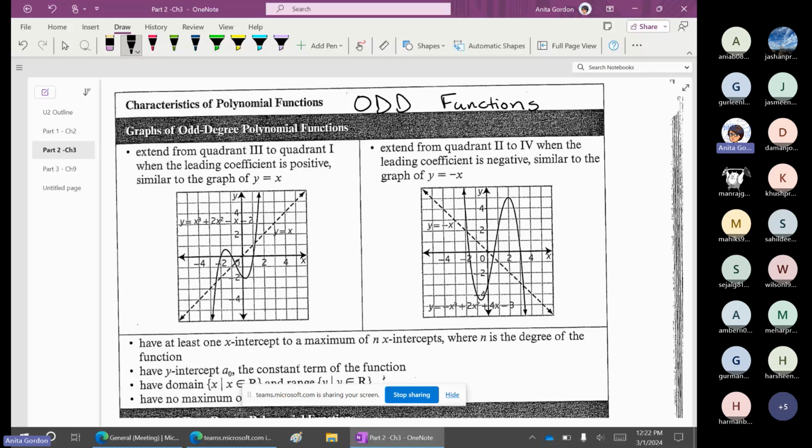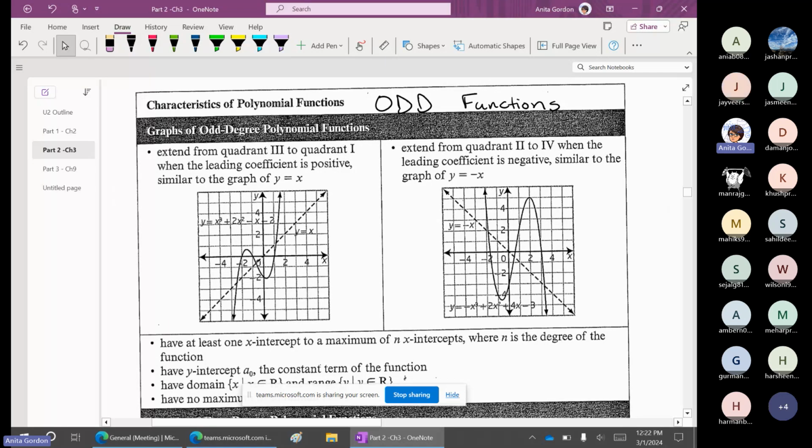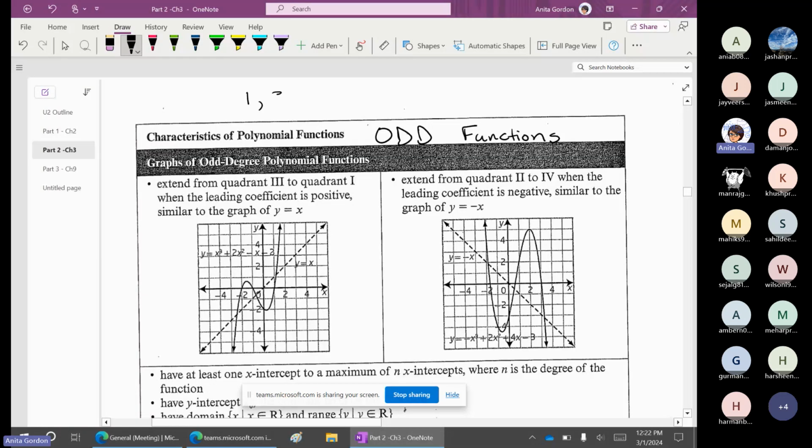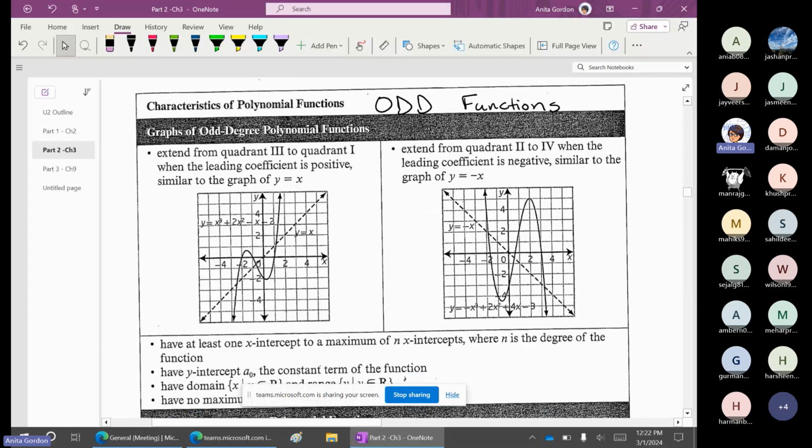Okay, so if you have a polynomial whose highest degree is an odd number, so for example 1, 3, 5, all the odd powers, the shape will always start in quadrant 3 and extend up to quadrant 1 when the leading coefficient is positive. It will follow the graph of a positive mx plus b line going in the positive direction.